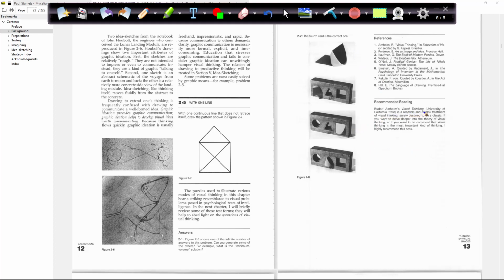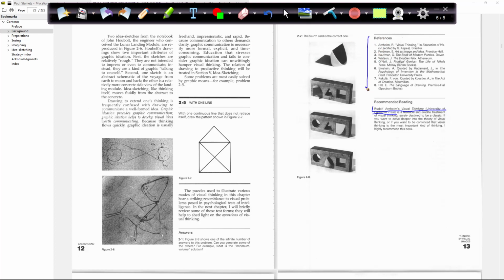Visual Thinking by Rudolf Arnheim, University of California Press, is a readable and erudite treatise, destined to be a classic. If you want to delve deeper into this theory of visual thinking, or if you want to be convinced that visual thinking is the most important kind, I highly recommend Visual Thinking by Rudolf Arnheim. Gotta check it out.